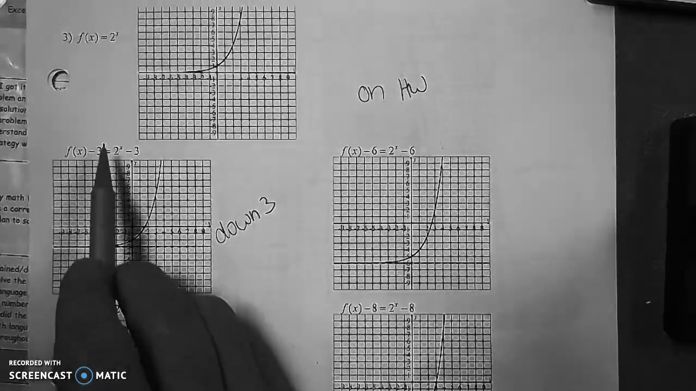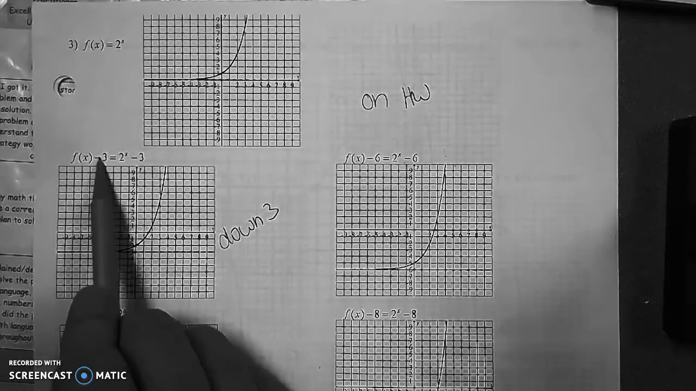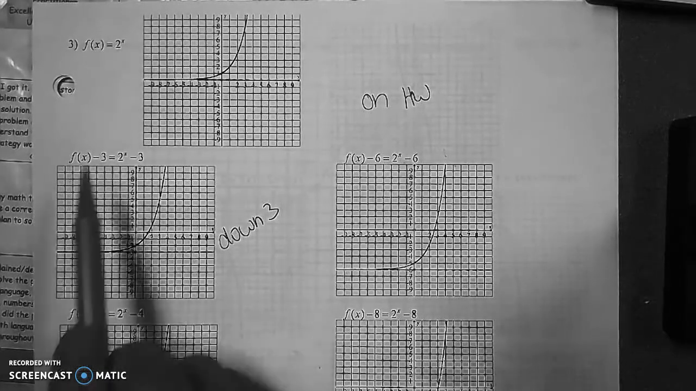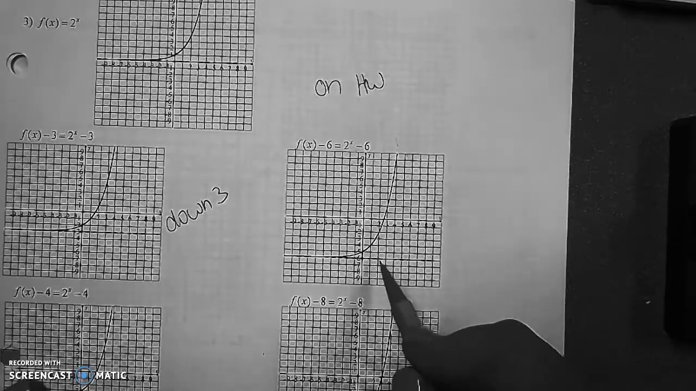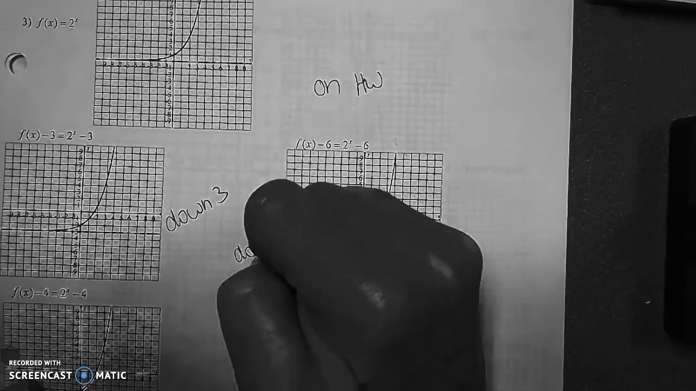Let's look at this function notation here. Notice it says take the same function, but then subtract 3 from it. That's where this equation has come from. Okay, what about the next example? What did you say on it? You should have said down 6.